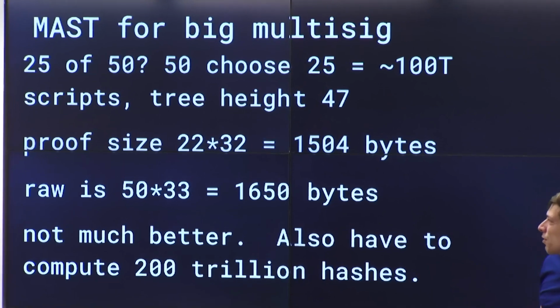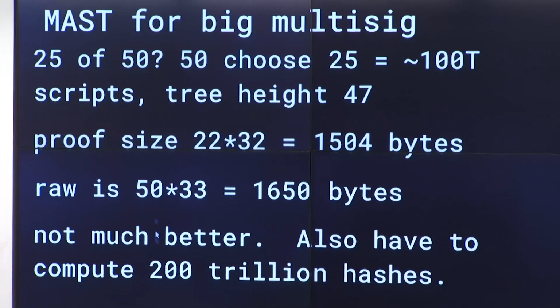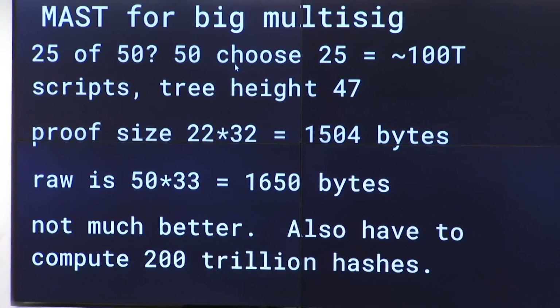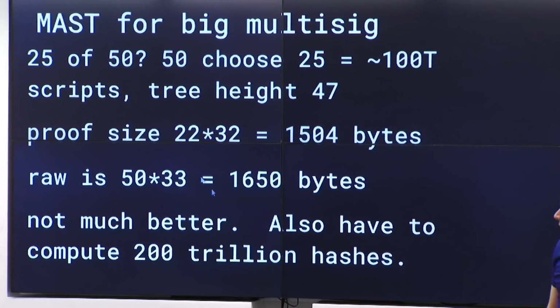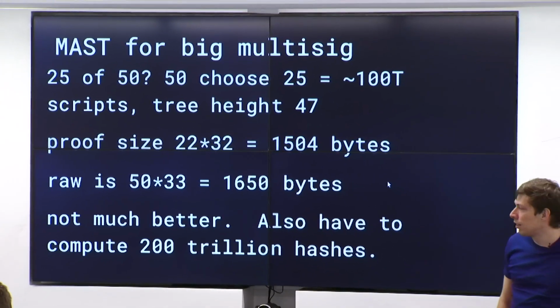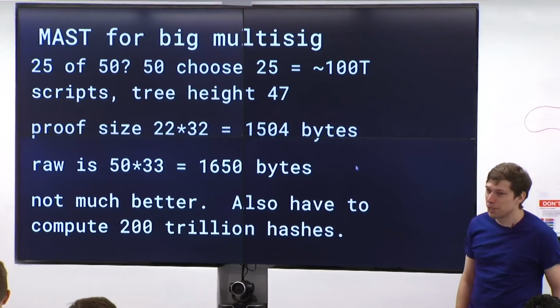So MAST doesn't really get you necessarily what you want here, although this is kind of a silly case. None of the things really get you what you want here because of these sort of combinatorial problems. Okay, any questions or objections if I have screwed up some math somewhere?